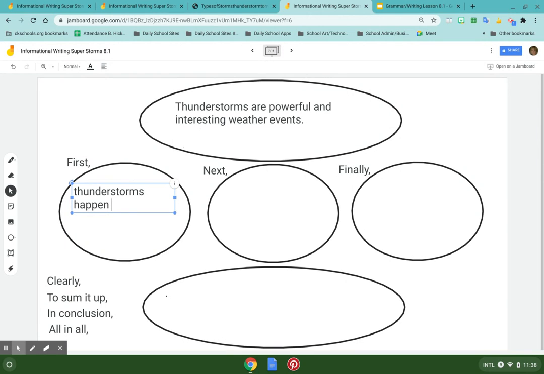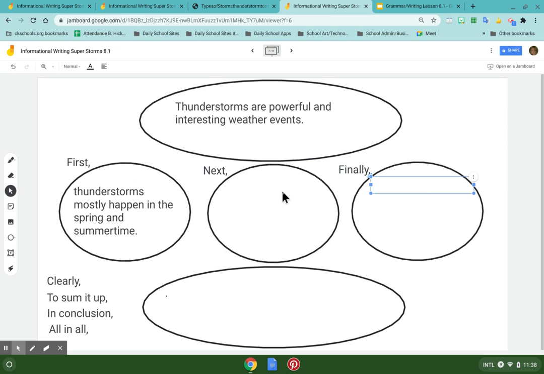Let's see. Thunderstorms mostly happen in the spring and summertime. See me do this? Okay, I like that. Now, do you notice that I don't have a capital there because I'm in the middle of my sentence? First, comma, thunderstorms mostly happen in the spring and summertime. Then what I do is I go to my next one.